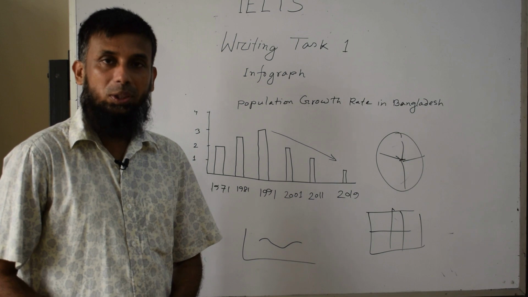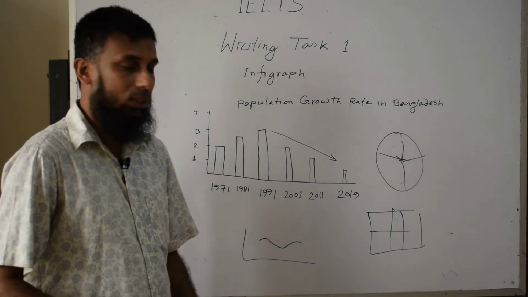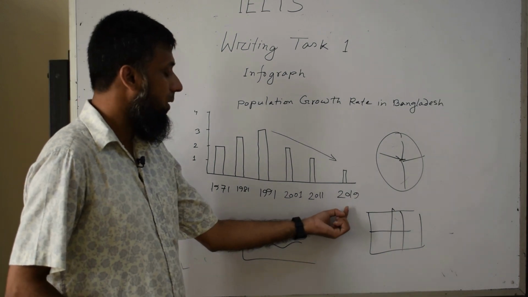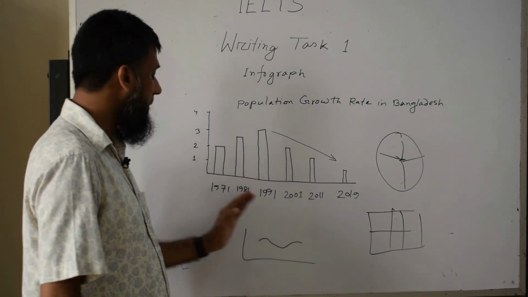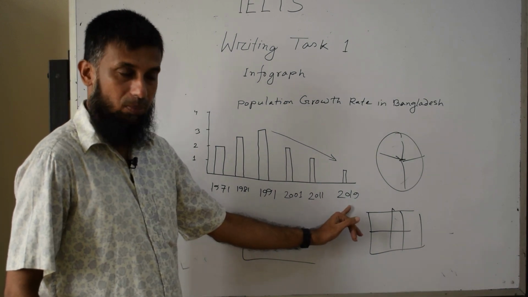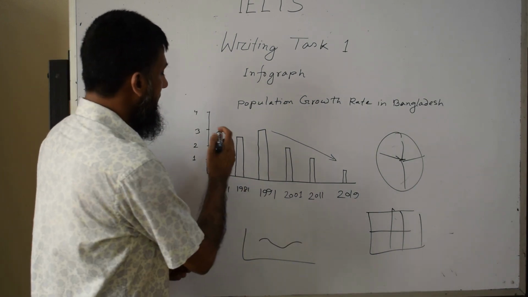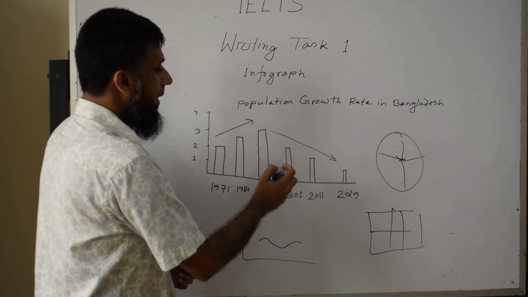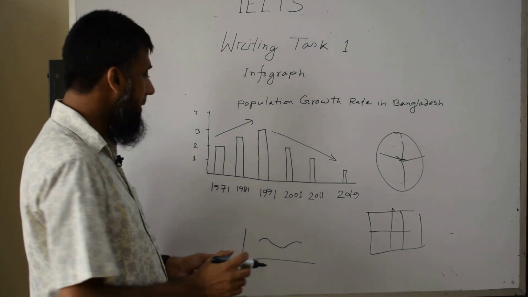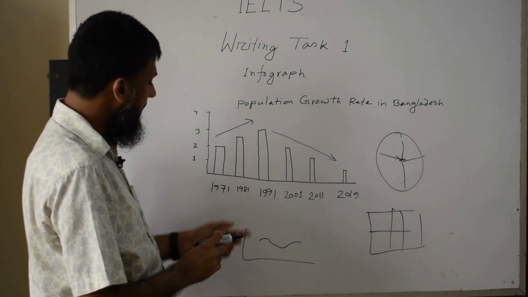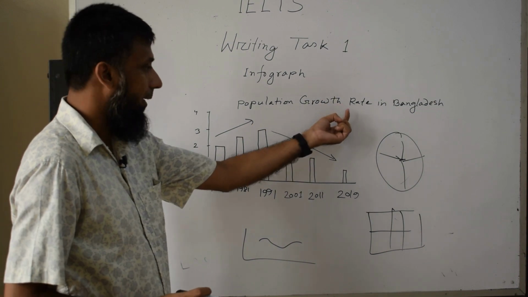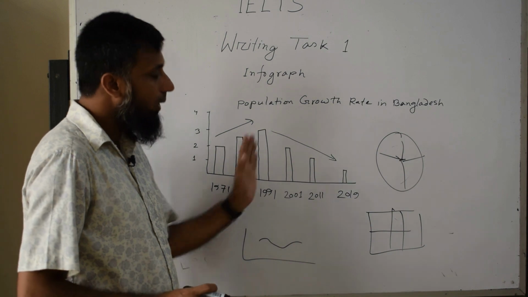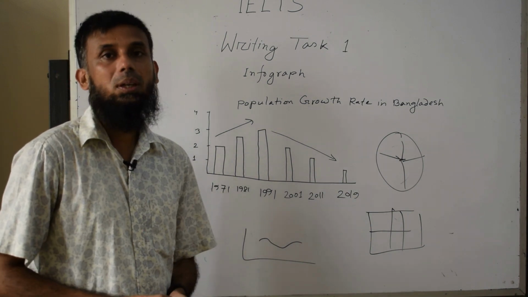So you have some important information in this graph. The first one is how much it was in 1971 and how much it is in 2019. So what is the starting point and the end point? And there is a growing trend, a rising trend, and there is a declining trend. And you can say what the difference is between the population growth rates in 1971 and in 2019. So you should have all this information in your writing.